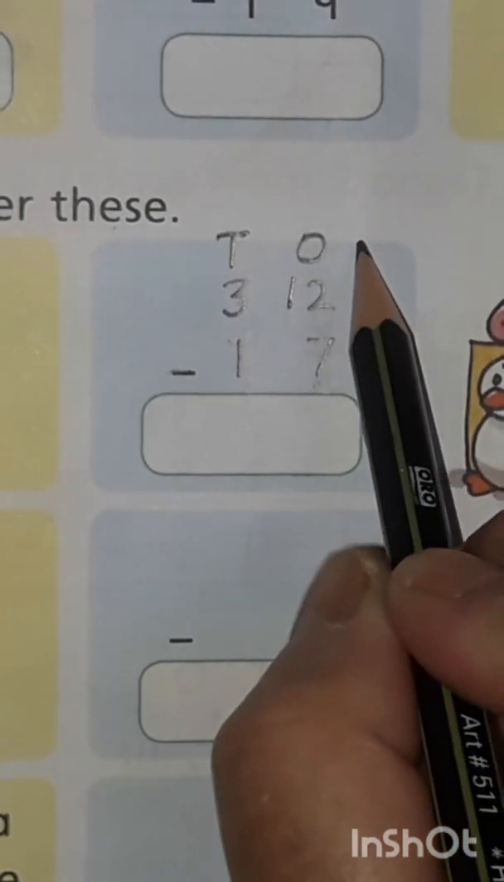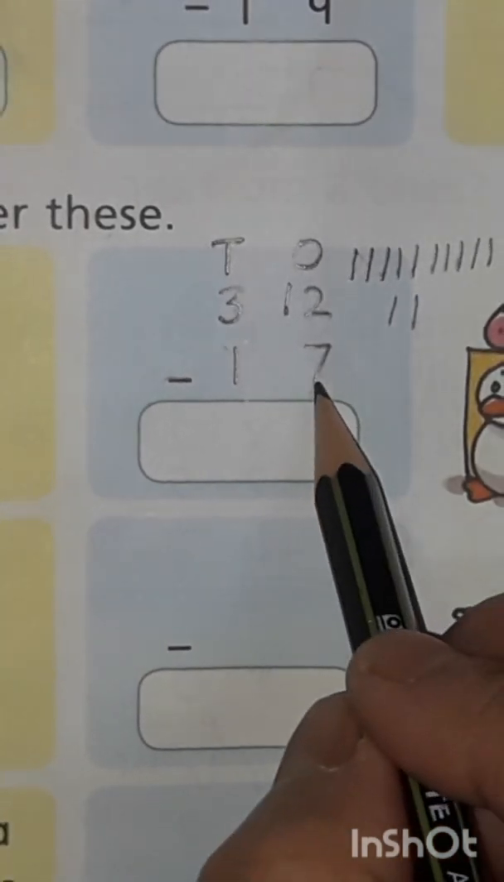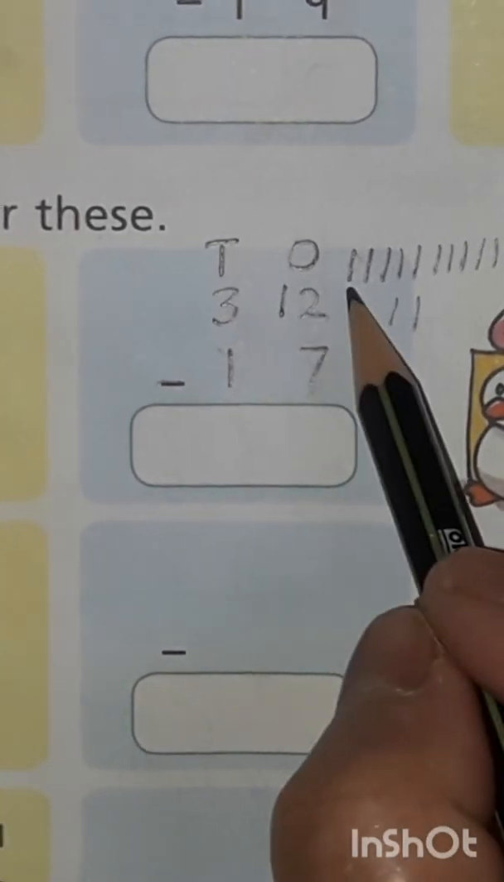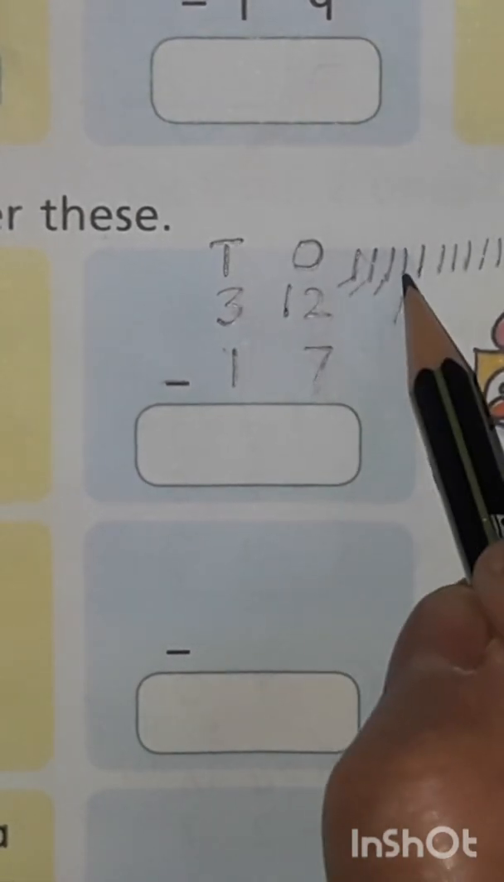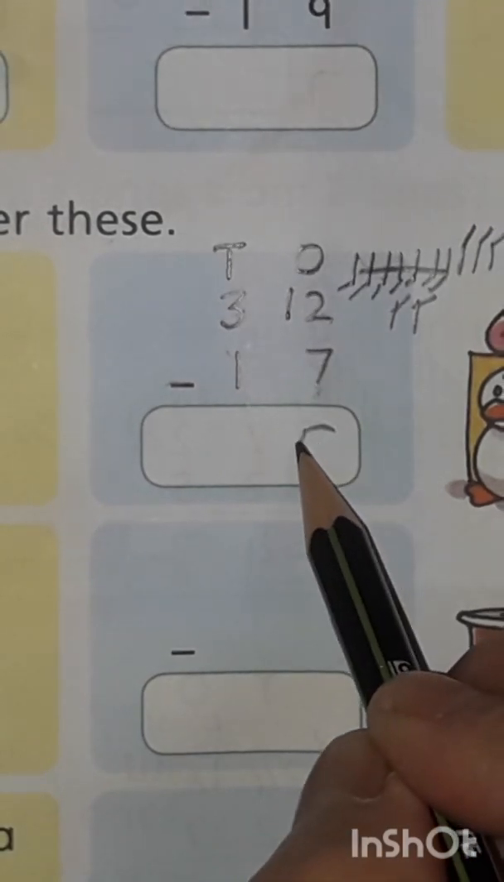Draw here 12 lines. 1, 2, 3, 4, 5, 6, 7, 8, 9, 10, 11, 12. The next number is 7. Count 7 lines. 1, 2, 3, 4, 5, 6, 7. Now count these lines. 1, 2, 3, 4, 5. The answer is 5.